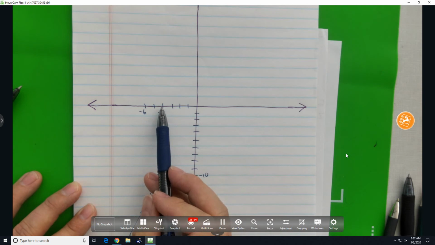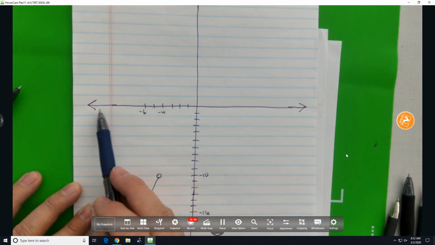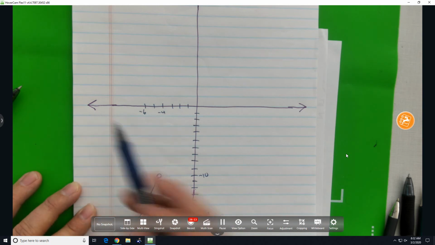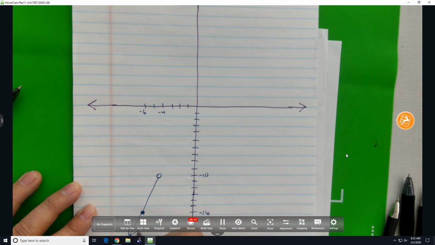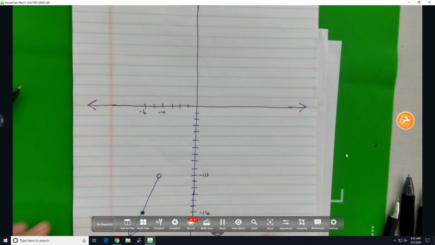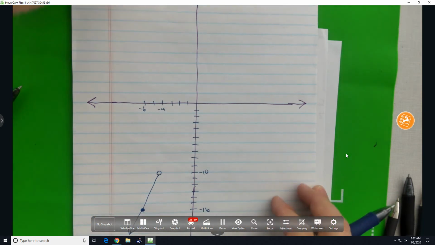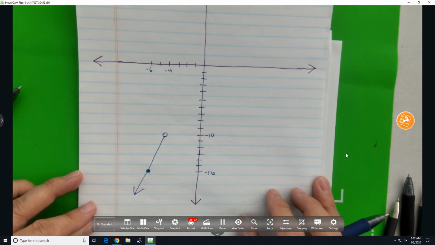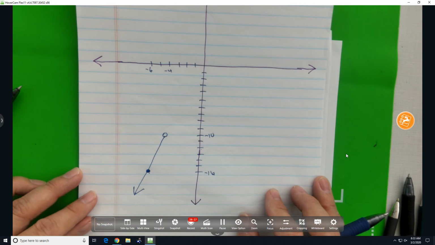Notice, x less than negative 4 just starts at negative 4 and goes to the left. Does that interval ever stop? No. So the left side of the graph never stops. I should have let you use your graph paper, Tony.